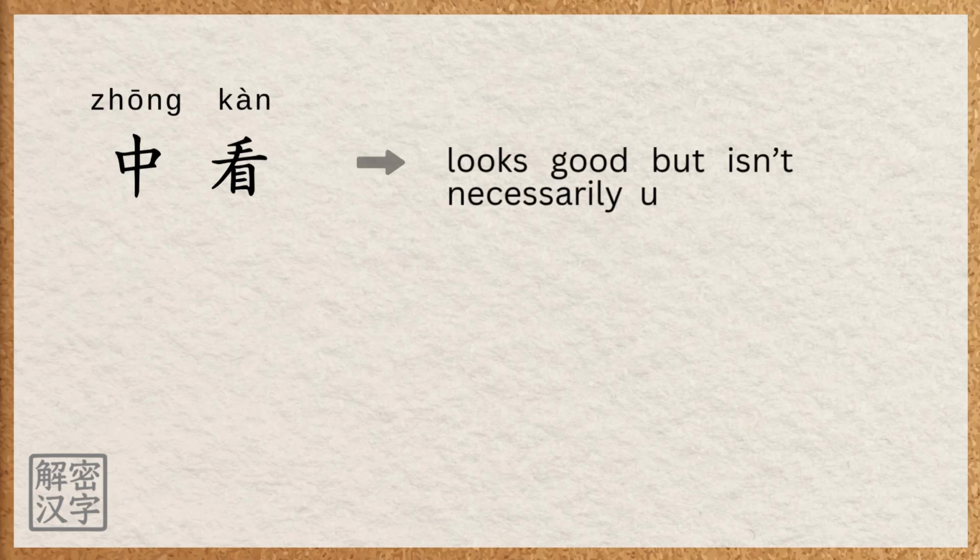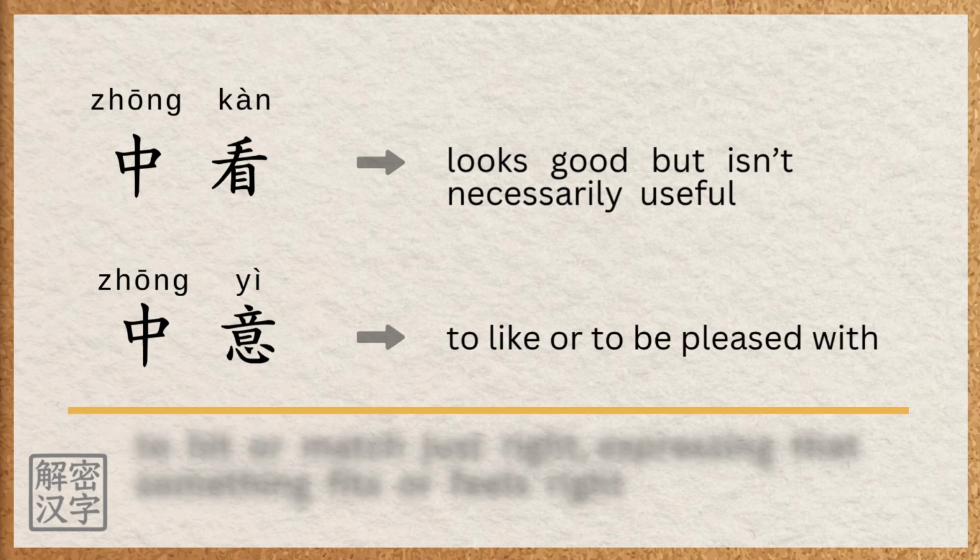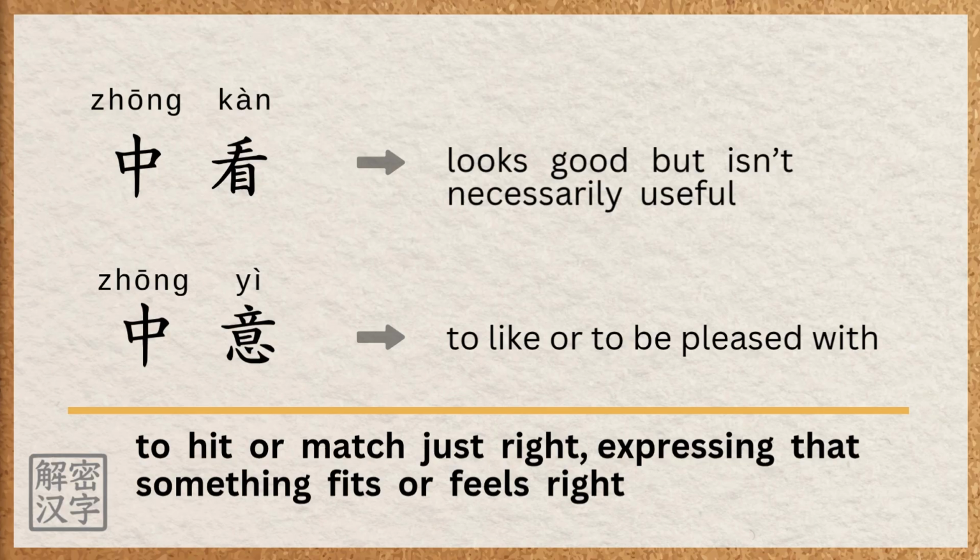中看 means looks good, but isn't necessarily useful. 中意 means to like or to be pleased with. Here, 中 means to hit or match just right, expressing that something fits or feels right.